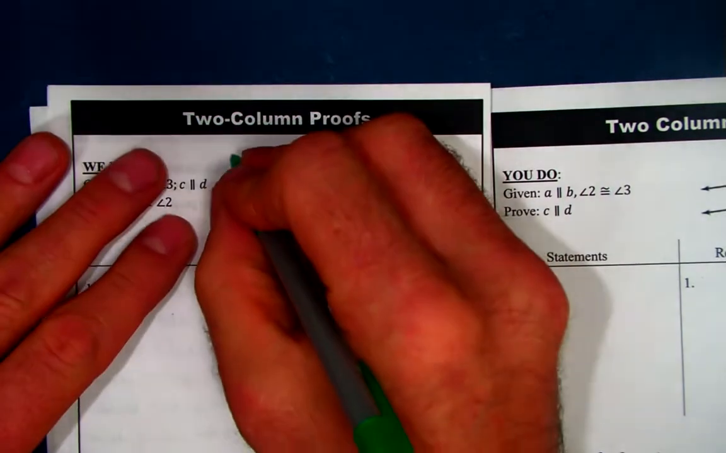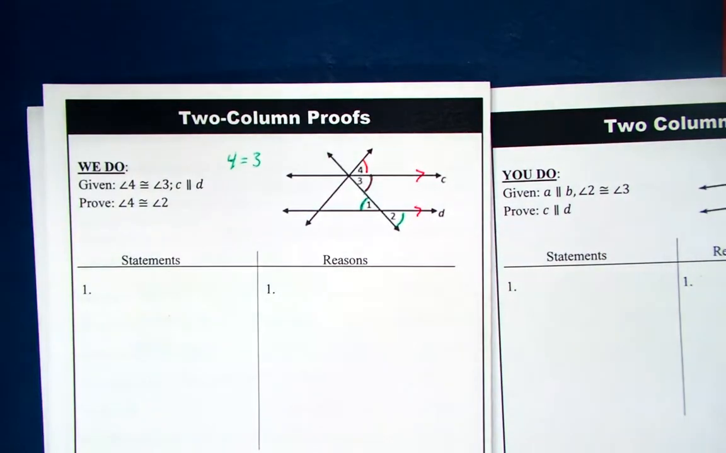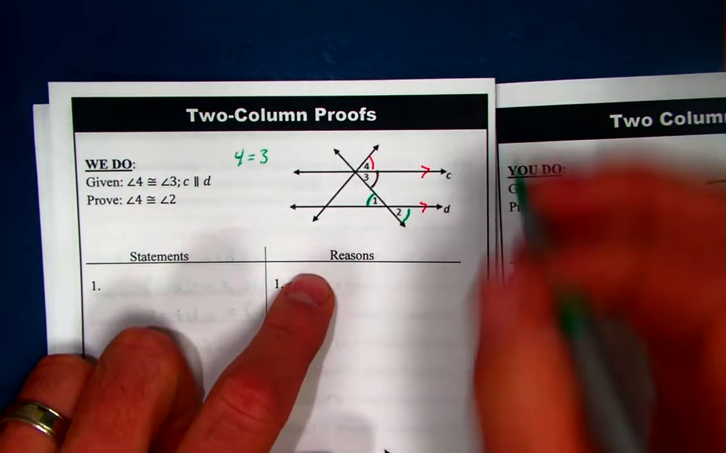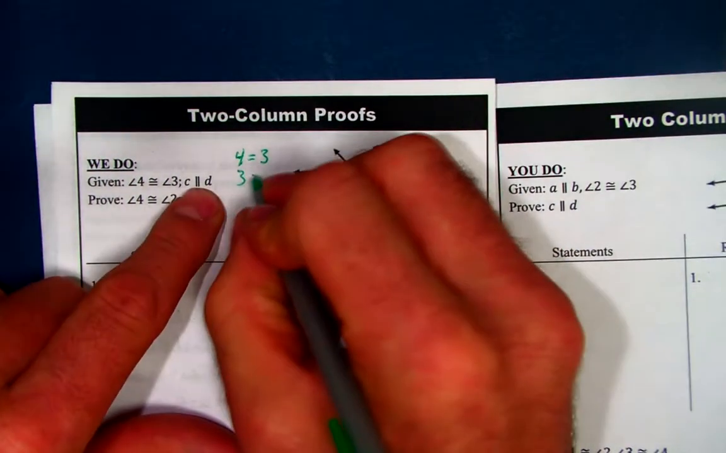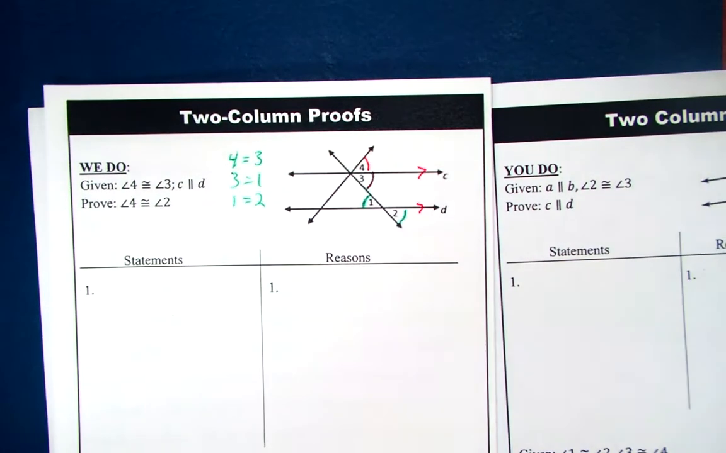We know, and again, I'm going to be very sloppy here, 4 is equal to 3, right? I'm not going to be too formal. But we know 4 and 3 are the same measure. We know 3 and 1 are the same measure. We know 1 and 2 are the same measure. Okay, so these are just things we know.